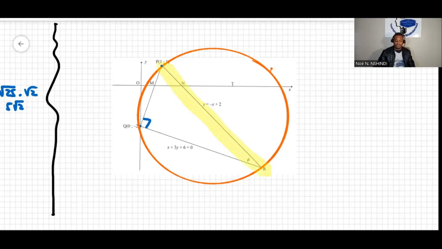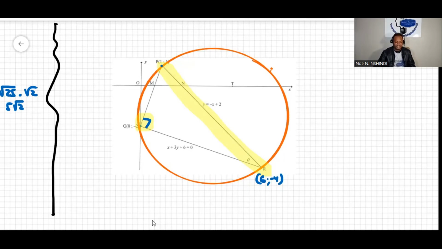This one, because we have a 90 degree angle over here. Then we have point R, which we did find previously. The point R was (6, -4), and then we have the point (1, 1) there. Now we can find over here.